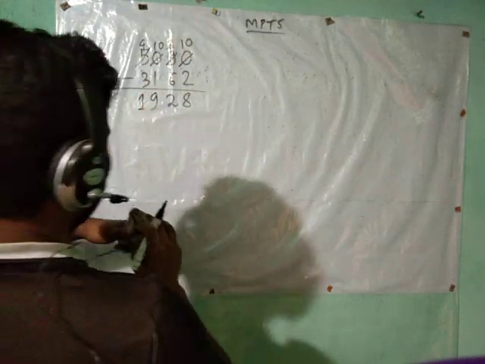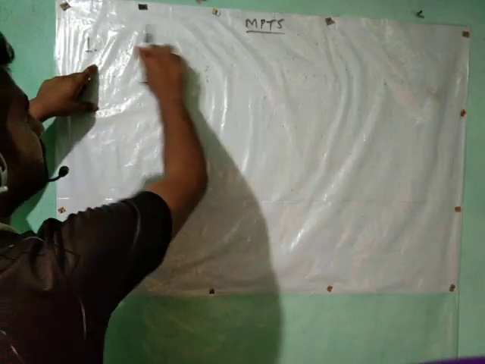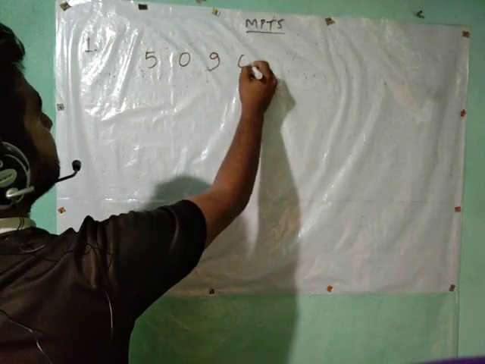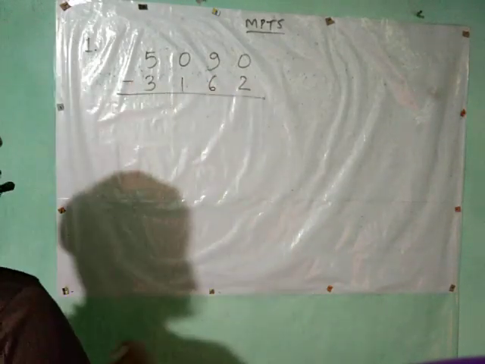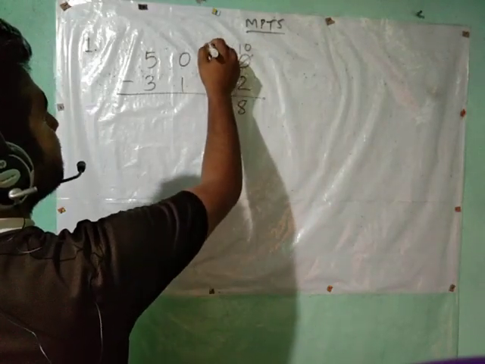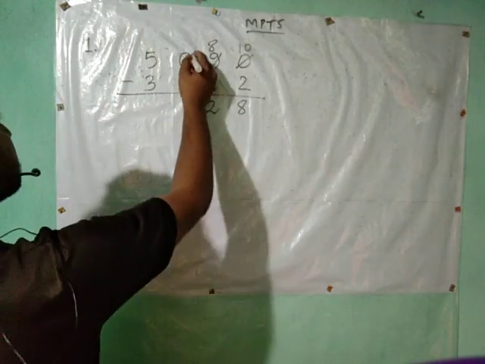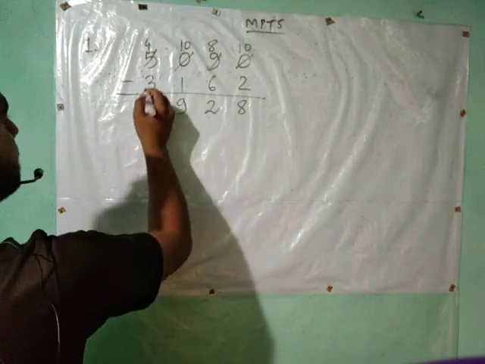If it is not clear enough, then I will rub it and make it a bit wider. 5090. You have to subtract 3162. Now I think it will be clearly visible for you. Now this will become 10. 10 minus 2 you will get 8. It will become 8. 8 minus 6 you will get 2. Yes, I think you are understanding. This will become 10. This will become 4. So 10 minus 1 you will get 9. 4 minus 3 you will get 1.